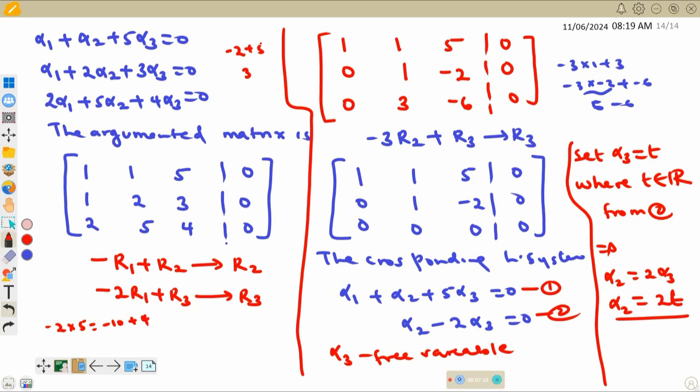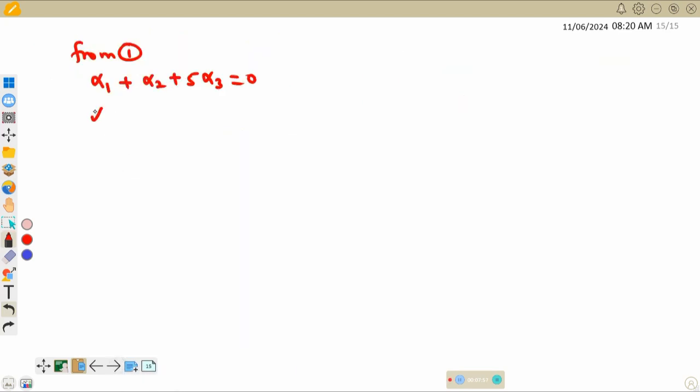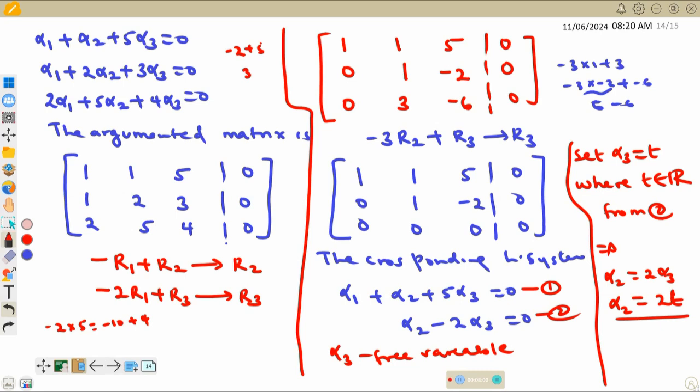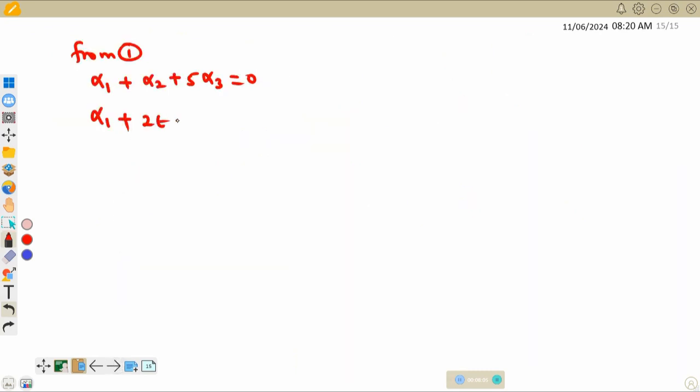So to get alpha 1, from equation 1, we can obtain the value of alpha 1. We have alpha 2, we have alpha 3. So let us substitute in equation number 1, which is alpha 1 plus alpha 2 plus 5 alpha 3. Alpha 2 is 2t, so this is alpha 1 plus 2t plus 5t, which is equal to 0. So alpha 1 plus 7t will be equal to 0, meaning that alpha 1 is the same as negative 7t.